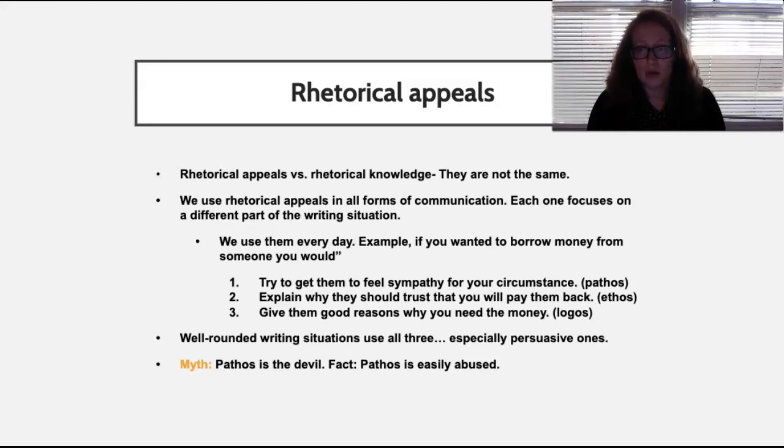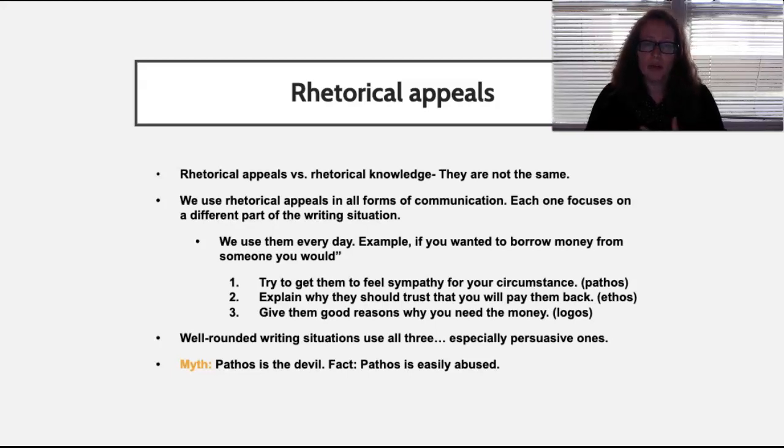And also thinking about rhetorical appeals, how you are going to appeal to your audience and make a well-rounded argument by thinking about trust, by thinking about solid logic and reasoning, and by thinking about emotion, about your audience's concerns. So they are not the same. Rhetorical appeals are part of rhetorical knowledge, but they're not the same thing. One is the full scope of the knowledge and understanding of writing situations, while the other is the strategy.